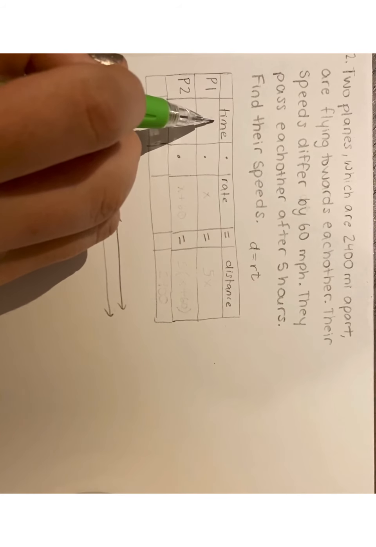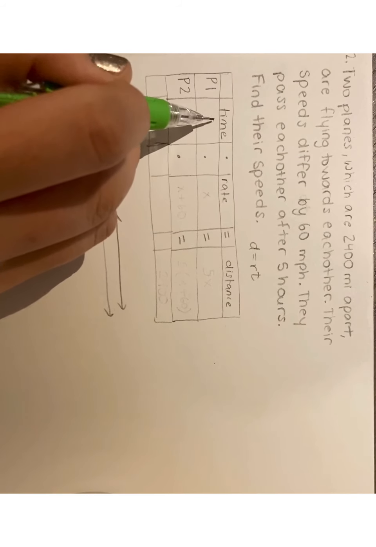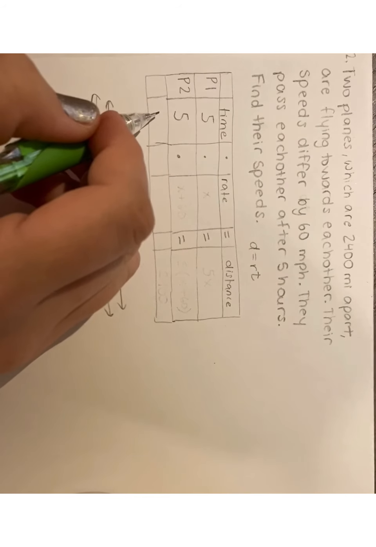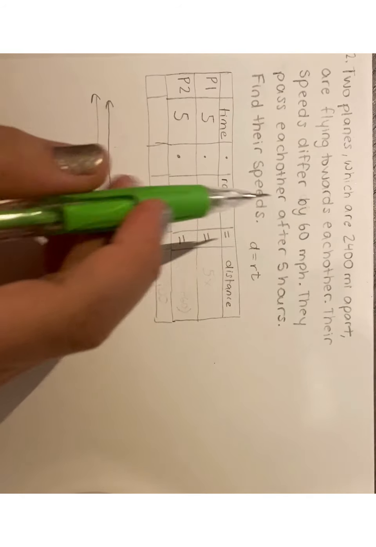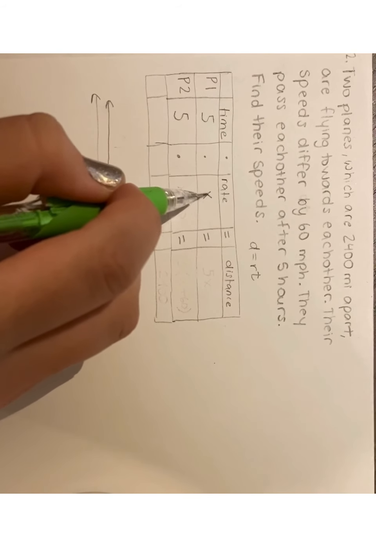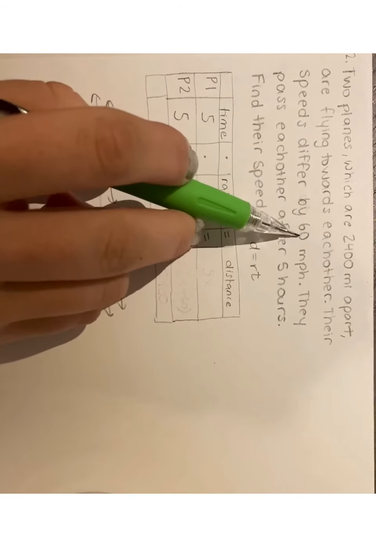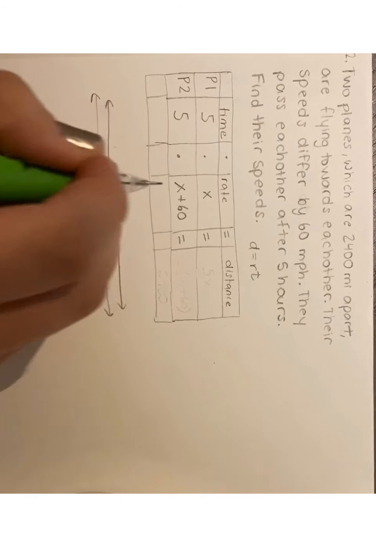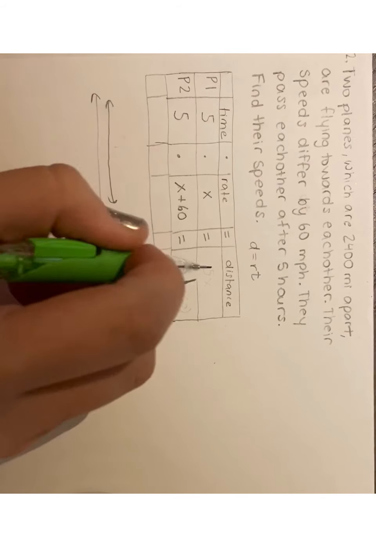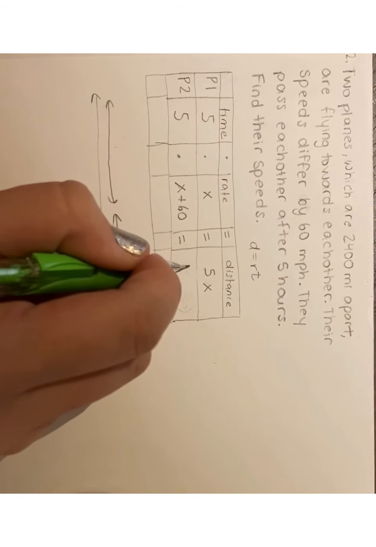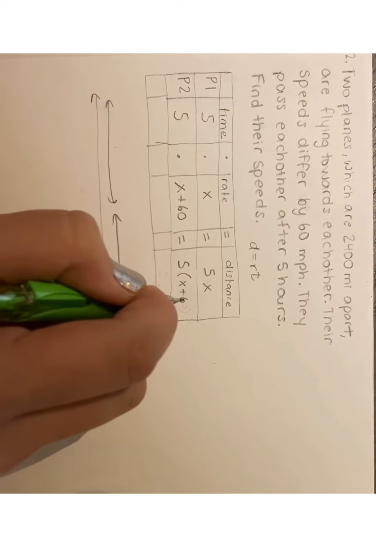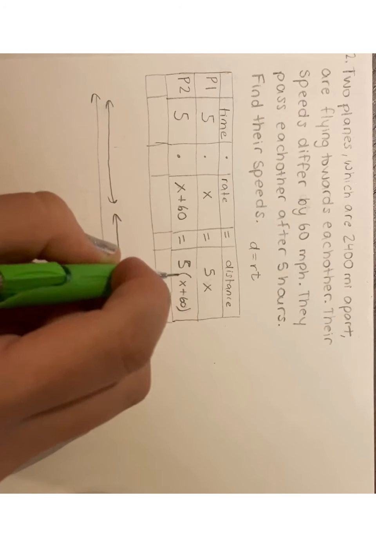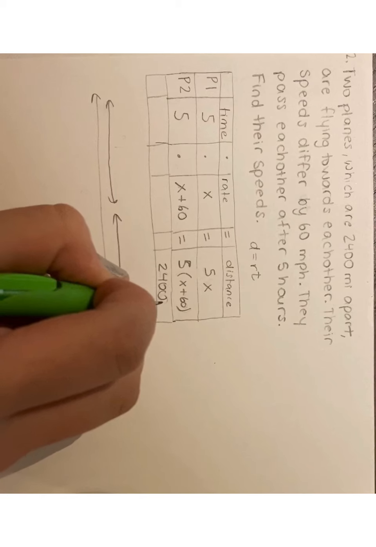So we know that plane 1 and plane 2 have the distances elapsed, and it's been 5 hours. So we can put 5 in the column for both. And the first plane, we don't know its speed, so it's x. But we do know that for plane 2, the difference between the planes is 60 miles per hour. So we can do x plus 60. So multiplying that through, it's 5x and 5(x plus 60). And then we know that the distance that both of them have gone is 2,400 miles.